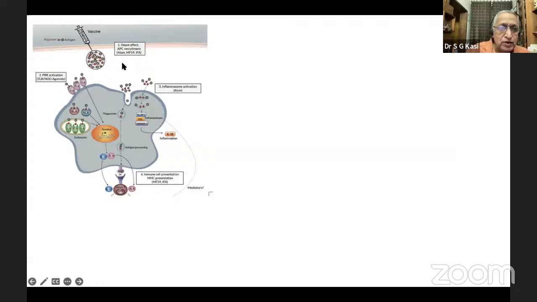Adjuvants are of various types. You have those which help the antigen to remain at the site of deposition so that the antigen presenting cells can slowly absorb them, and these will not get washed away. Alum is a classical example. Some activate the pattern recognition receptors like the TLR. Covaxin has a TLR agonist as one of its adjuvants. Then we also know that there are certain intracellular structures called inflammasomes, and this is stimulated by alum. And finally, there are some adjuvants which enhance the presentation of the antigen to the class MHC molecules.